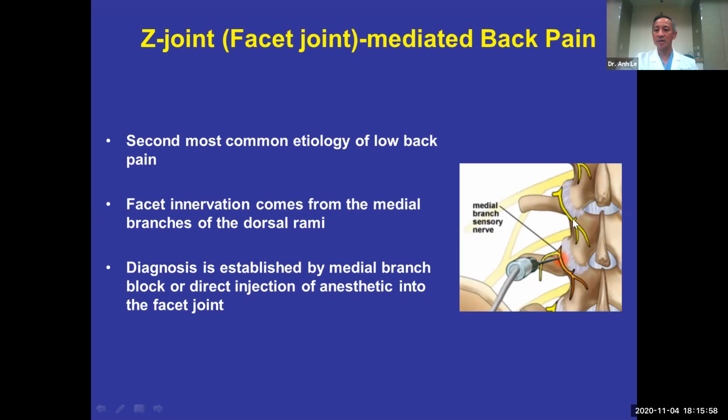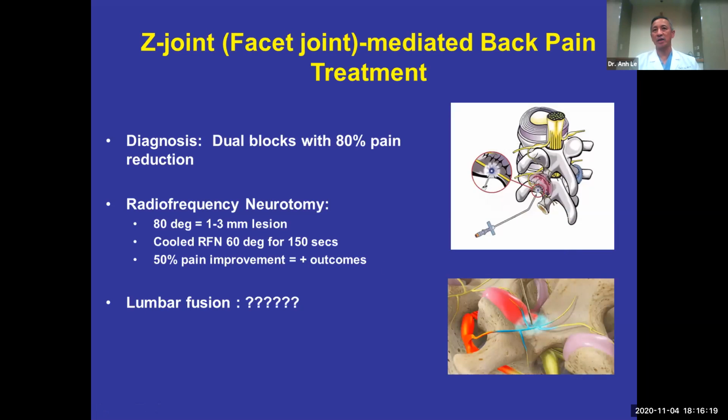So the diagnosis of pain coming from the facet joint is done by what we call medial branch blocks, where we basically put a needle around the medial branch nerve and inject anesthetics. Or we can actually inject anesthetics inside the facet joints. And if we do that and we achieve 80% pain reduction, and we repeat it twice, and both times it produces 80% pain reduction, then we can safely say that the facet joints at that particular level cause low back pain.